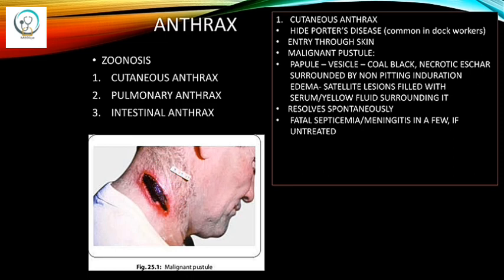In a malignant pustule, a papule develops at first, then it develops into a painless vesicle, then it converts into a cold black necrotic eschar surrounded by non-pitting induration and edema. Then a satellite lesion filled with serum or yellow fluid is present surrounding it. It resolves spontaneously, but if untreated, fatal septicemia or meningitis occurs in a few.